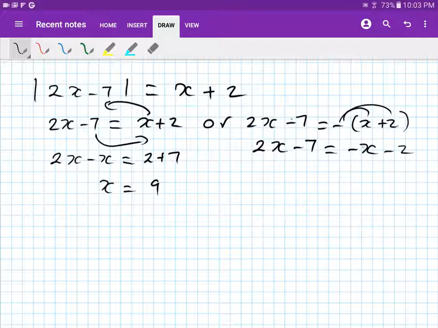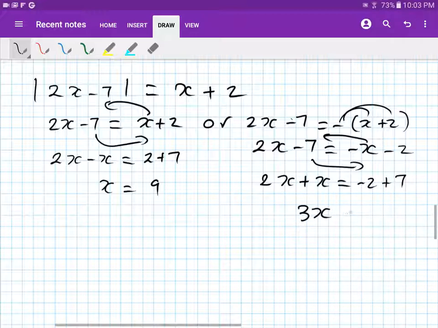Okay, so now I move x on this side, number on this side. So that means 2x moves to this side, plus x is equal to minus 2 plus 7. So that gives me 3x. 3x is equal to 5, negative 2 plus 7 is 5. So x equals 1 and 2 thirds.